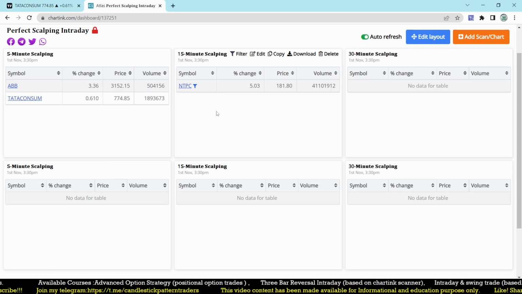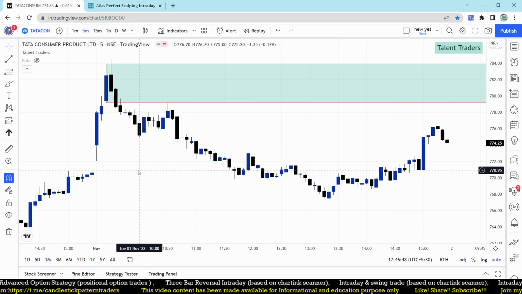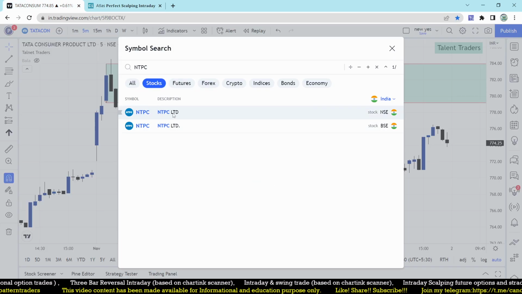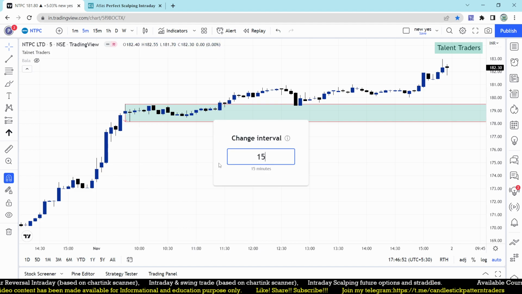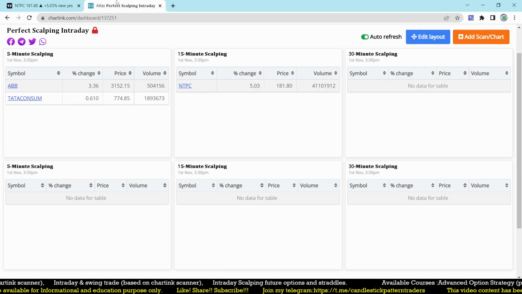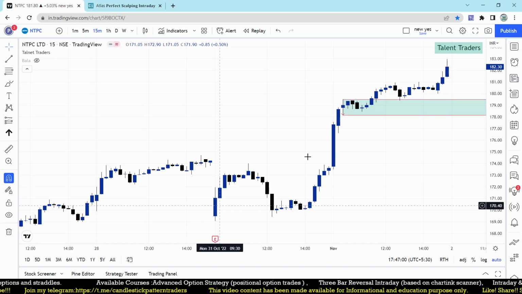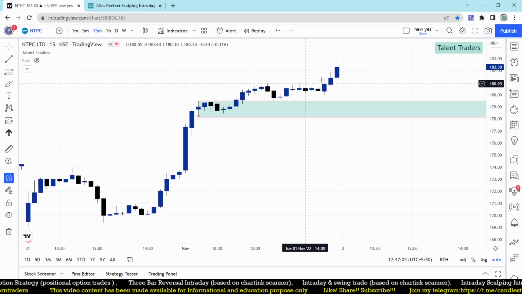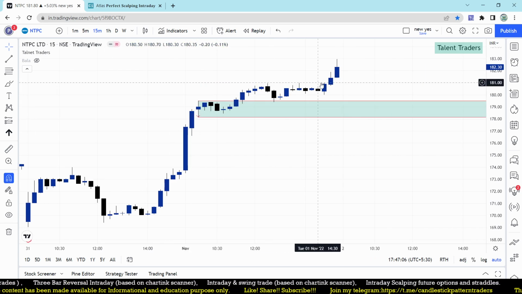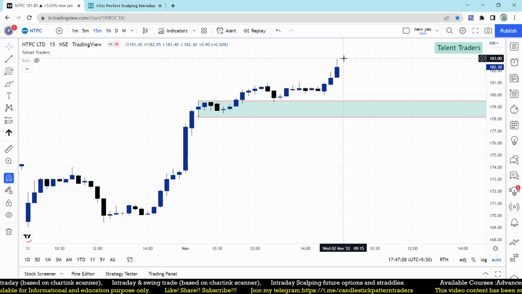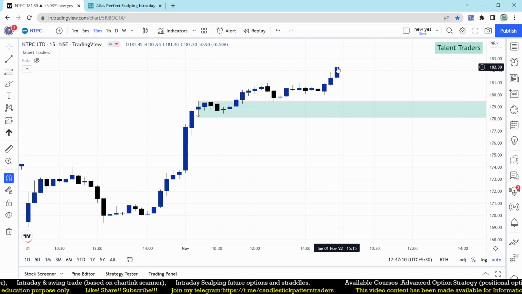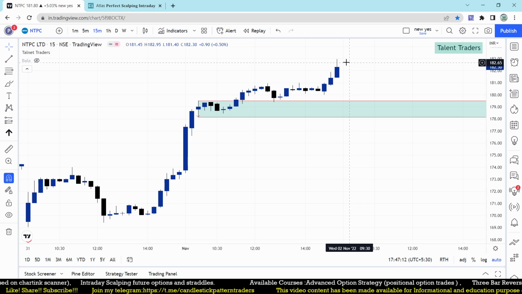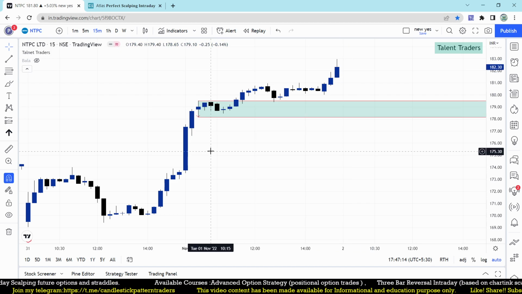And then we found NTPC. That is NTPC, on a 15 minutes time frame, not 5 minutes. In the normal dashboard we have a lot more stocks, so we are filtering out a very few number of stocks based on the scanners. Let's look at NTPC. It reached 181 only, but after that in the closing hours it reached 183. Let's look at how much potential that trade had.